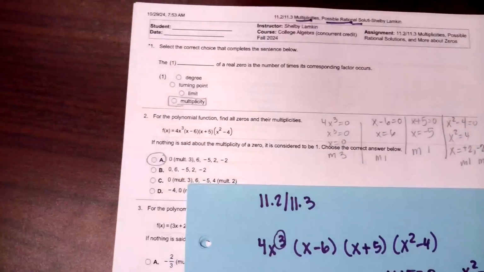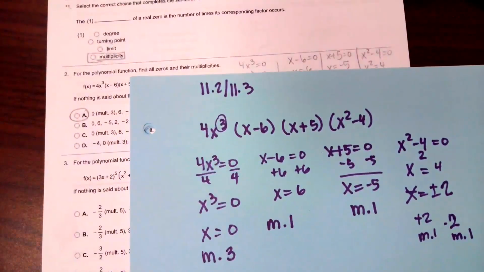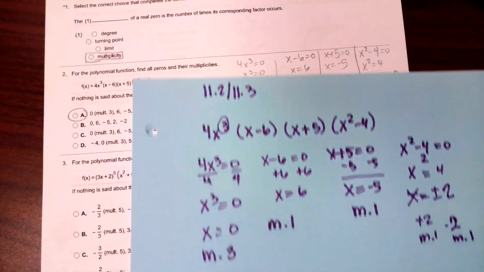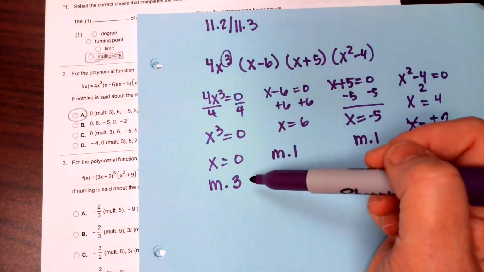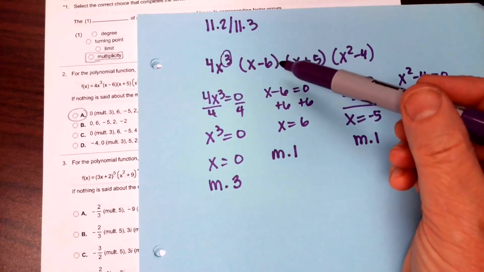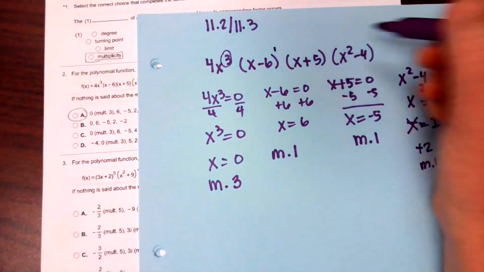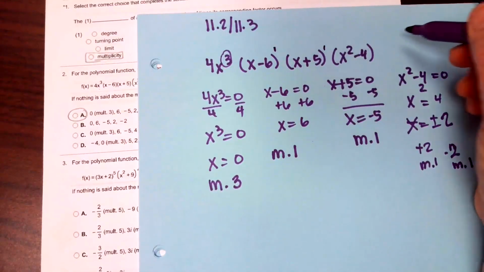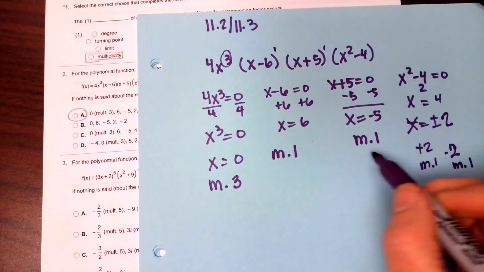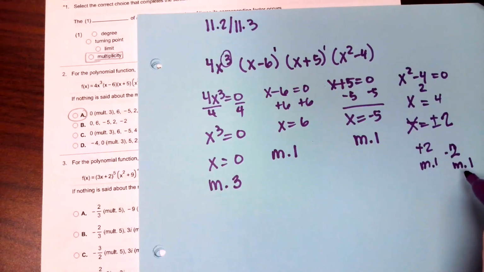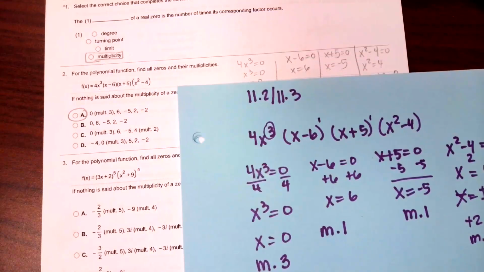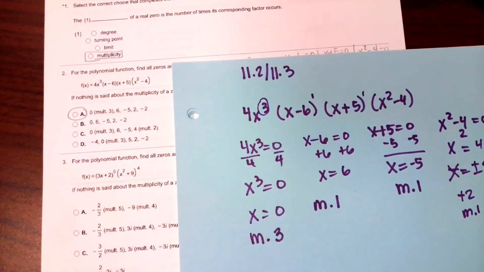Okay, we've already worked 1. We've worked 2, where you set each factor equal to 0. And because this one had an exponent of 3, it had a multiplicity of 3. This one had an exponent of 1, multiplicity of 1, 1, multiplicity of 1. This one, we're going to end up with positive 2 and negative 2, each with a multiplicity of 1. So that number 2 answer is A.